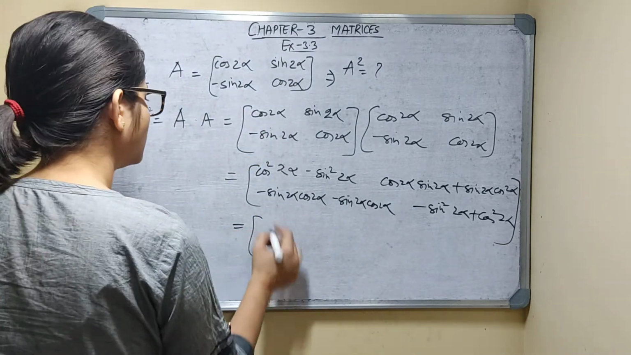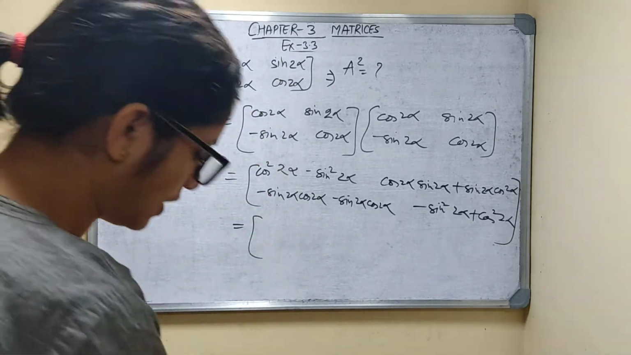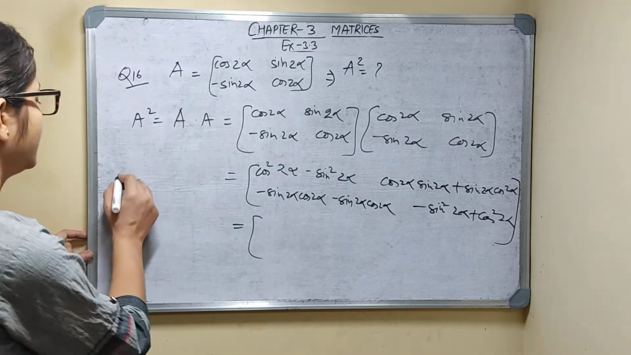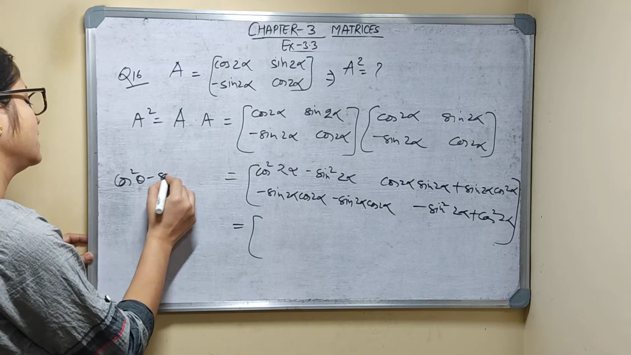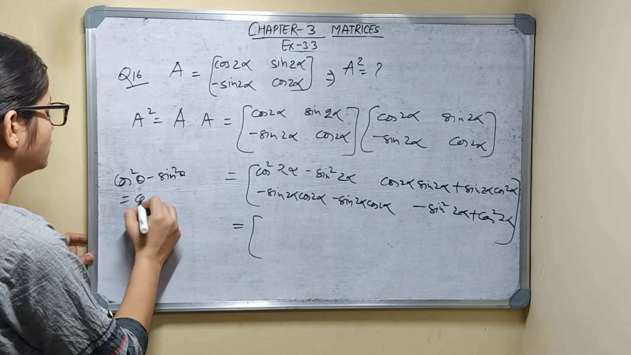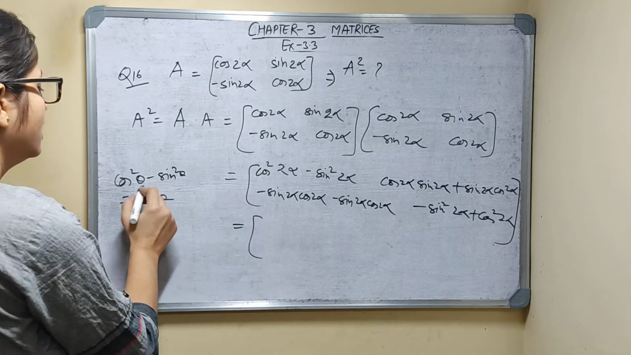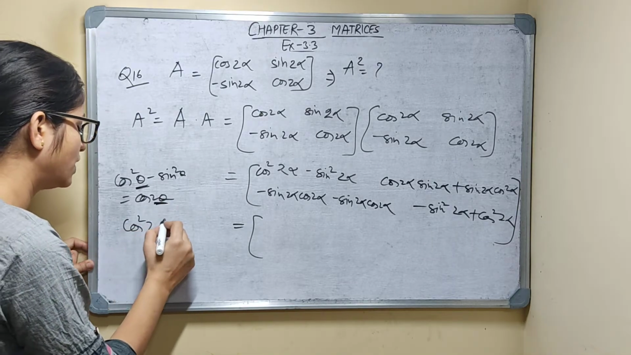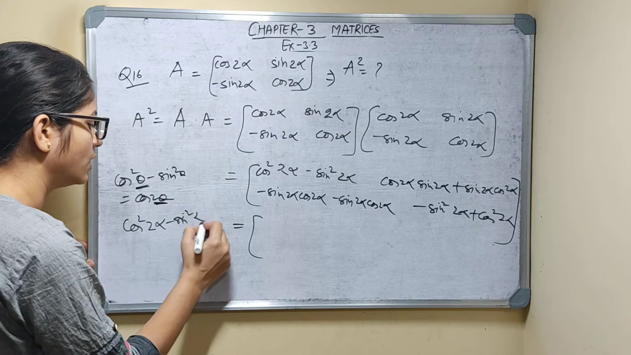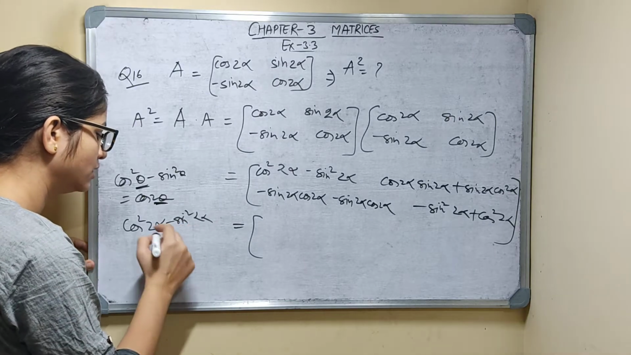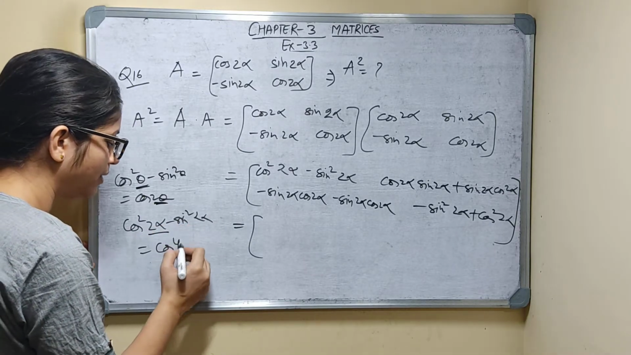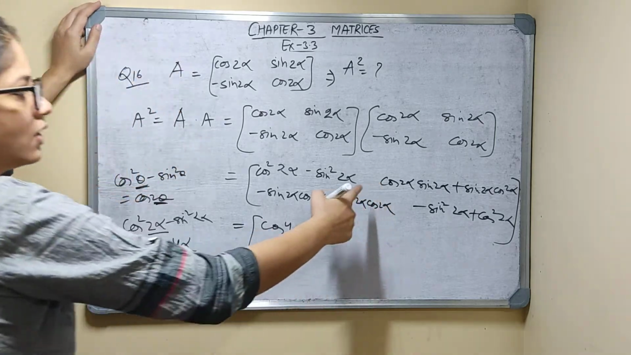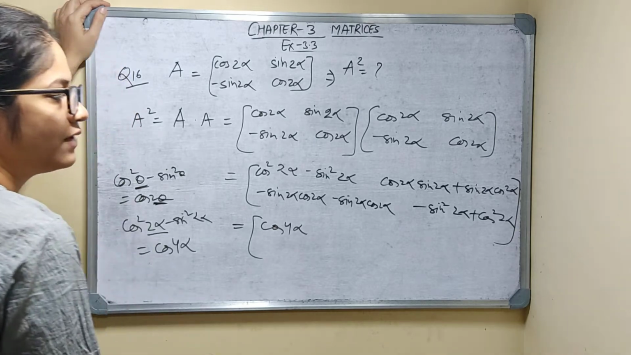So here you can see cos square 2 alpha minus sin square 2 alpha. What is the formula? Cos square theta minus sin square theta is cos 2 theta. But here it is 2 alpha, so it will be double of that. So cos 4 alpha.